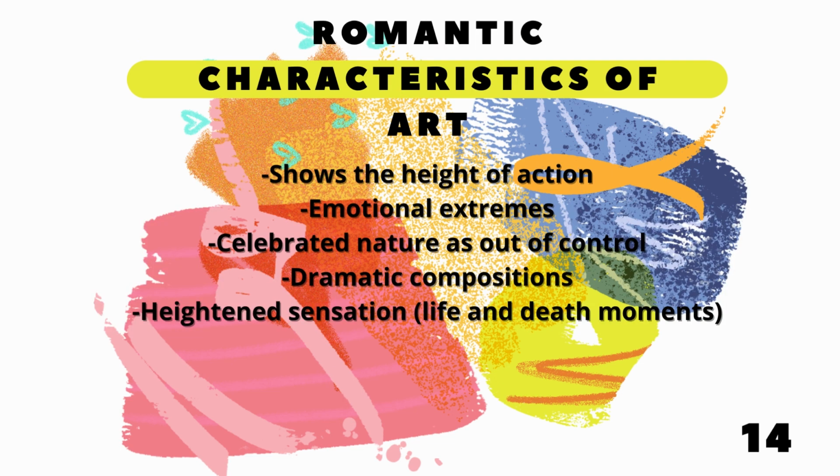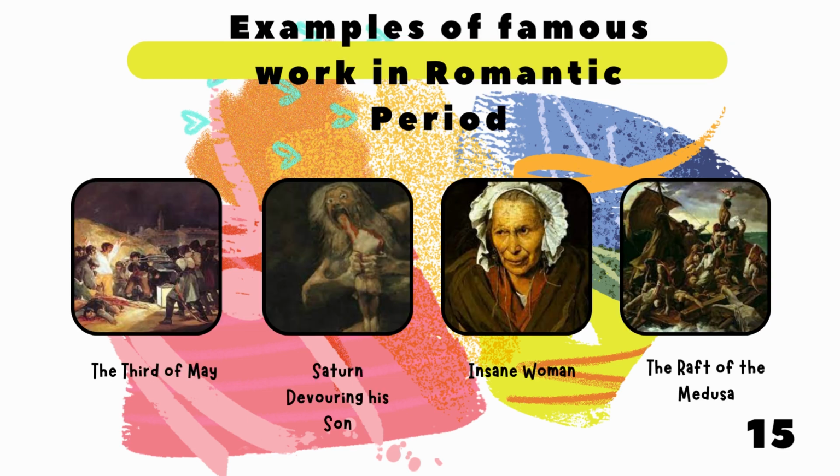Characteristics of art in Romantic period: shows the height of action, emotional extremes, celebrated nature as out of control, dramatic compositions, heightened sensation, life and death moments. And here are some examples of famous work in Romantic period: The Third of May, Saturn Devouring His Son, Insane Woman, and The Raft of the Medusa.